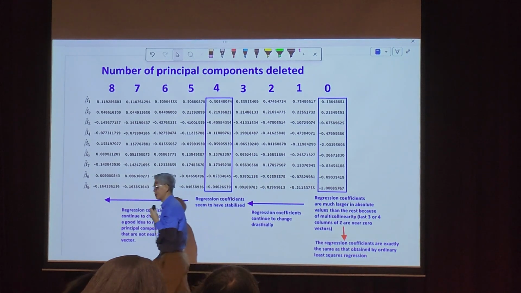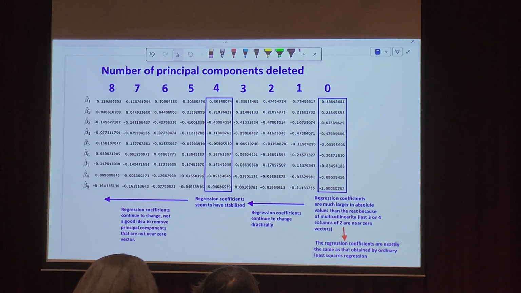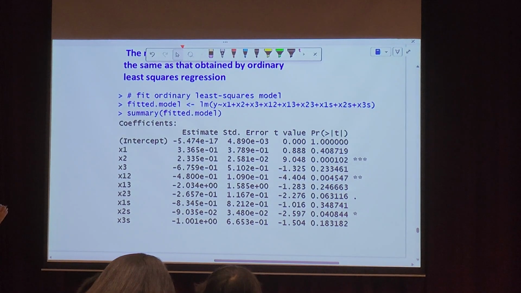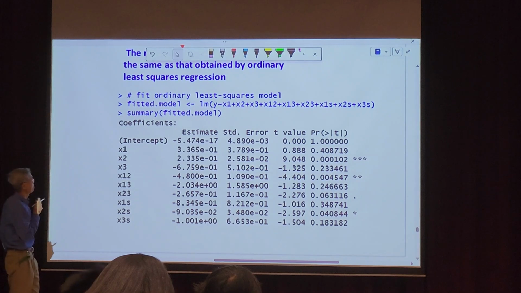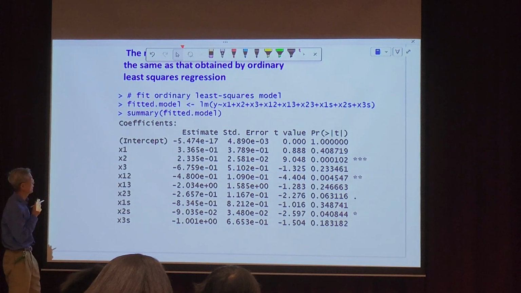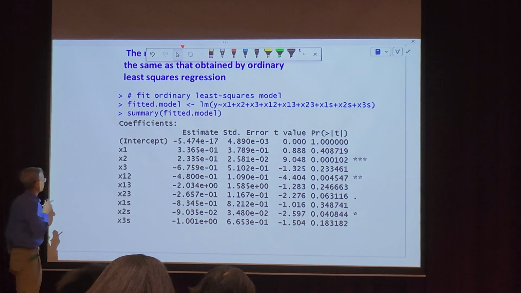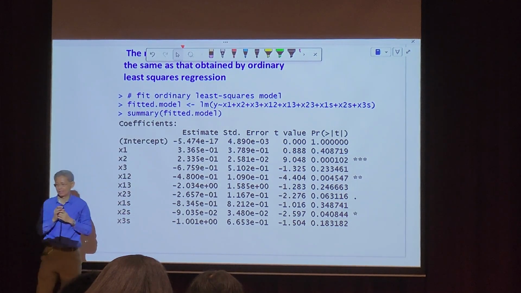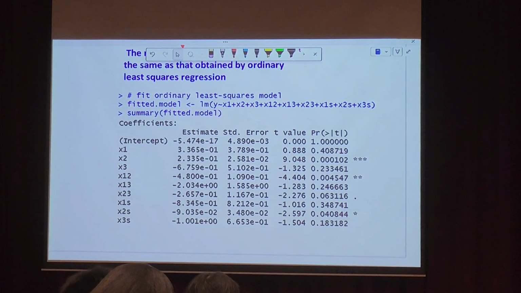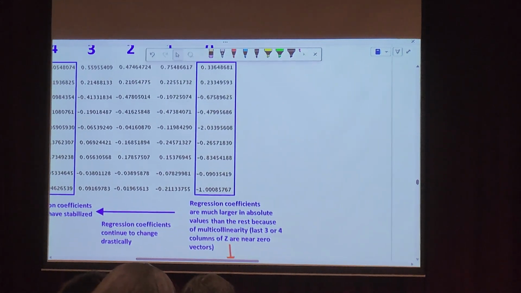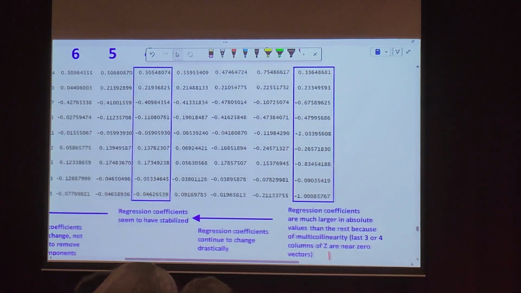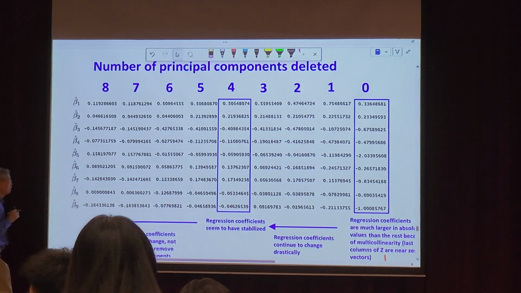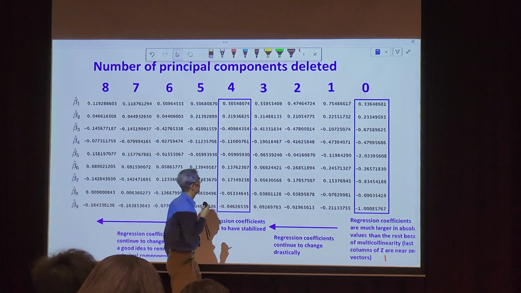Okay? Let me show you. So here I do ordinary least squares based on x1, x2, and so on up to x3 squared. And then I got this estimate. You can check that it is the same as this. There's no reason why they should be different, right? I didn't do anything. I didn't delete any principal component.